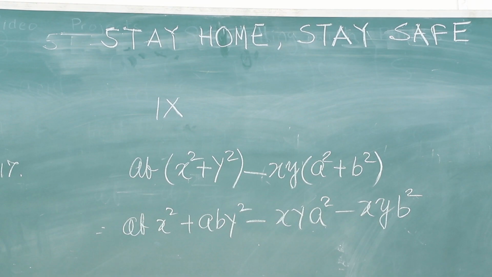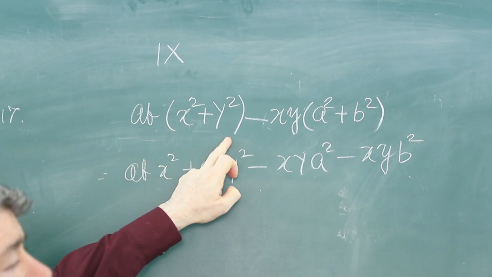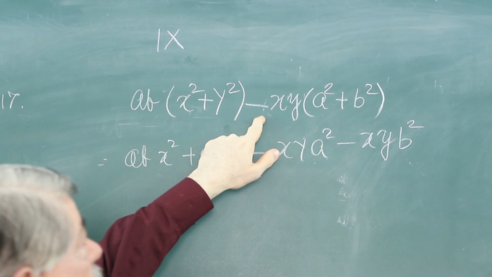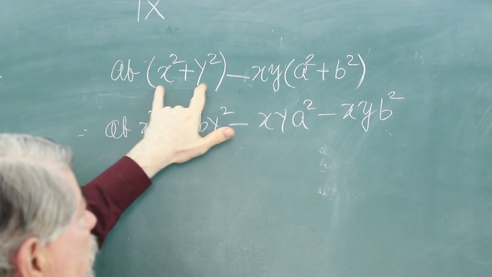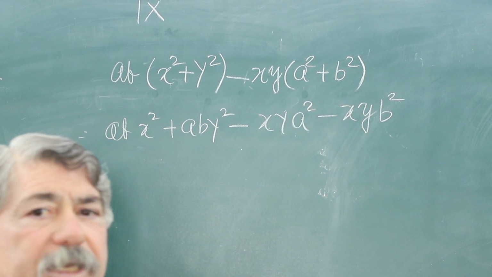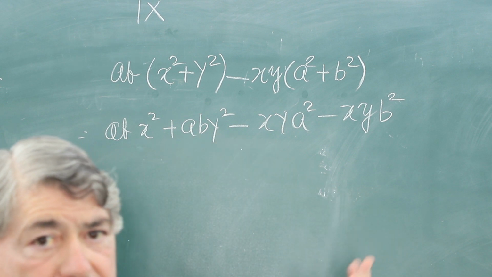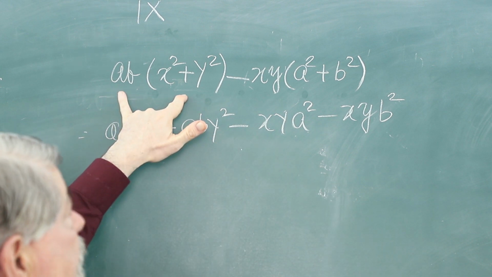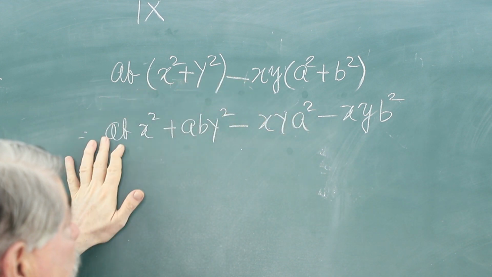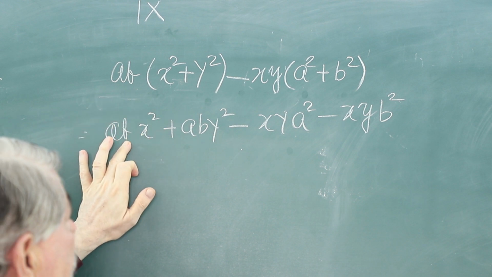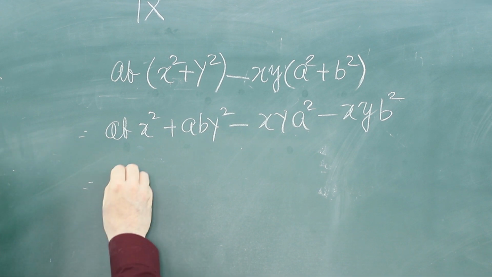Okay, let's do the 17th question. In the bracket we have x squared plus y squared, minus xy, bracket a squared plus b squared. This is x squared plus y squared, this is a squared plus b squared. So I cannot take out common. What I need to do is open out the brackets and make different pairs. Because these pairs are already made, first and second, third and fourth, and we are not getting common, I will avoid taking first and second. I will do first and third, second and fourth. Let us see what happens.